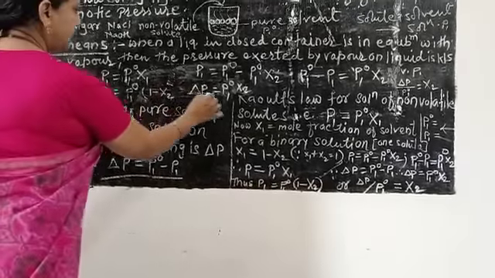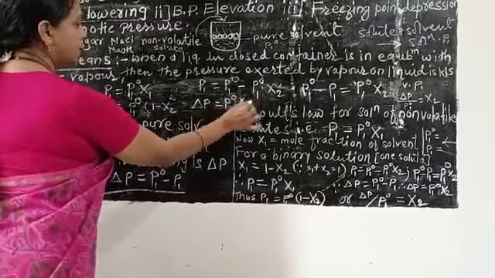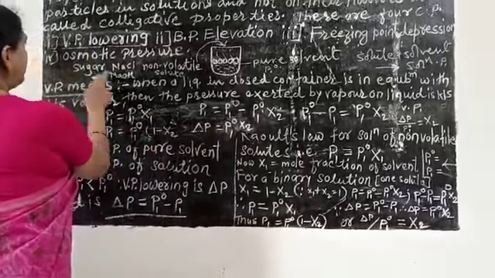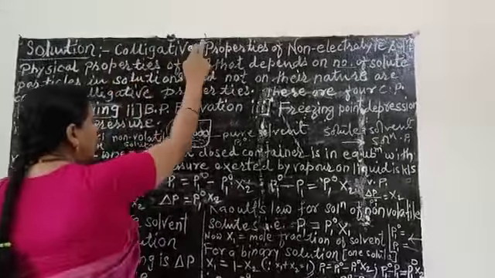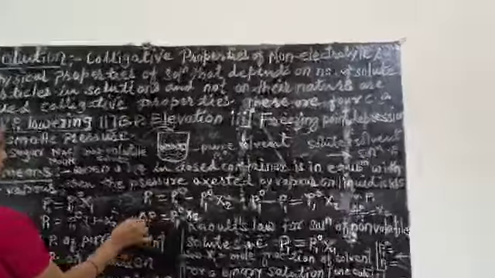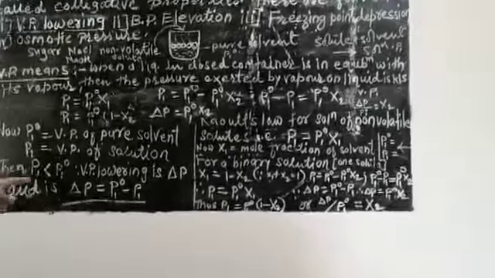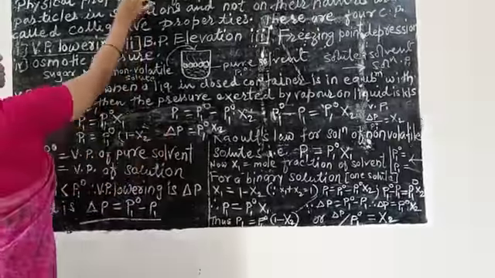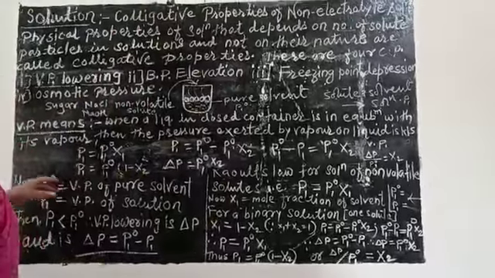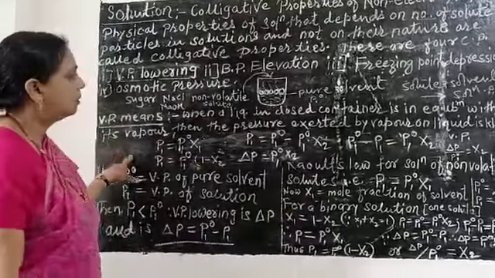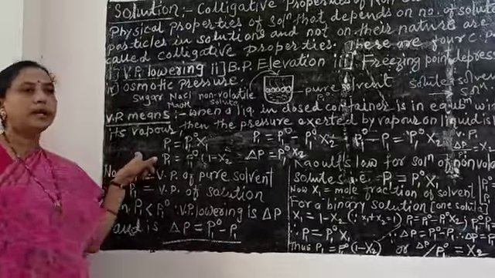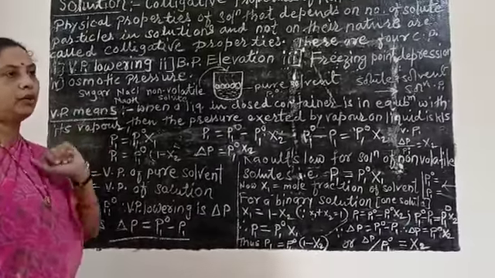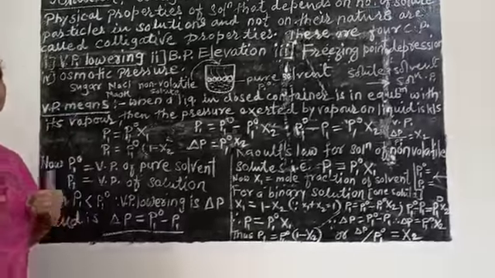Okay, delta P is equal to P01 into X2. That means lowering of vapor pressure. Why is it a colligative property? Because it depends upon which property? Lowering in vapor pressure depends upon the number of solute particles present in the solution, and therefore it is a colligative property. Then next we have to see about the relative lowering of vapor pressure. That we will study in the next video.